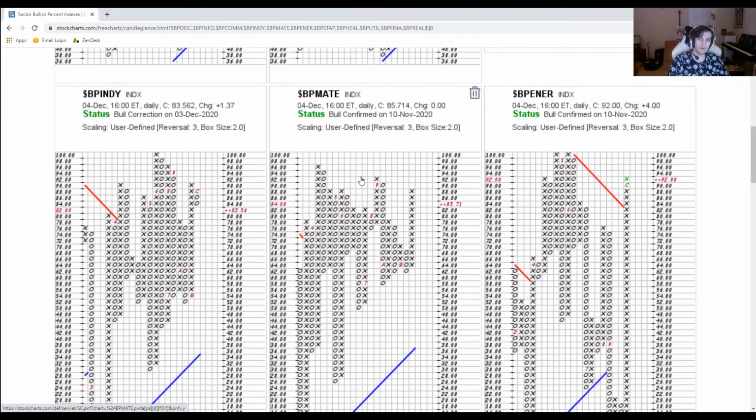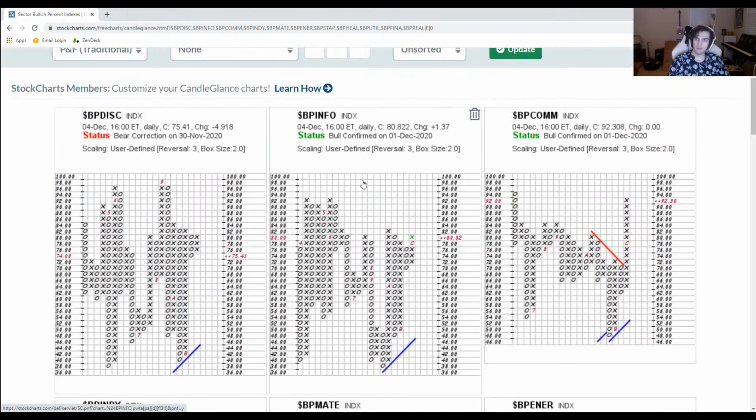So for example, here we have, where's technology? Here's technology. Technology is currently in a column of X's at 80.82%. And we can see how it's done in the past, where it's had reversals, where it's had massive jumps, and where it's had corrections.